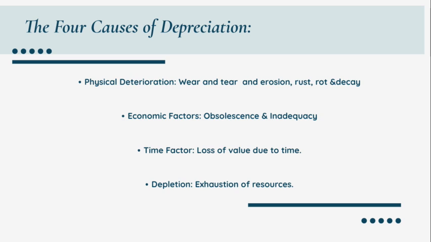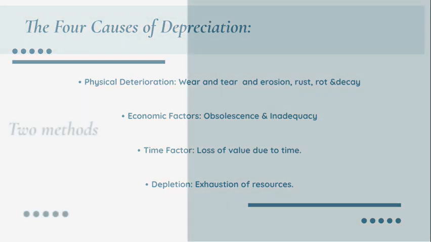Last but not least, the fourth cause of depreciation is depletion. When resources are extracted from certain assets, such as coal mines, metal, and oil reserves, their usefulness and values are diminished. The basis for charging depletion is the amount consumed of the relevant asset.